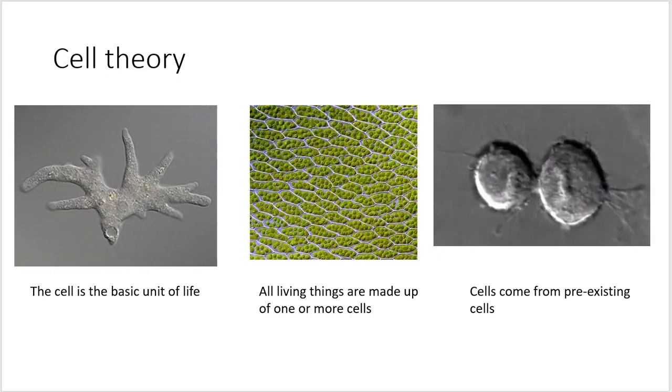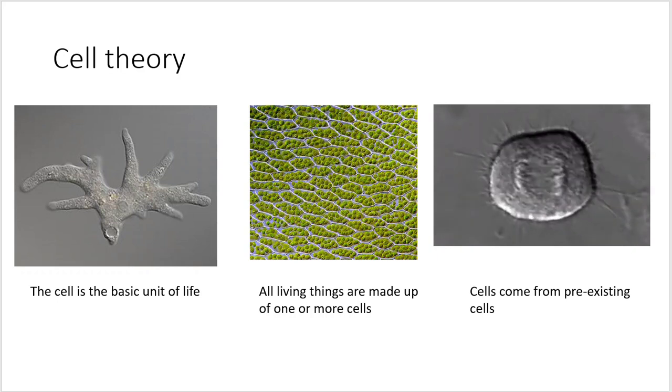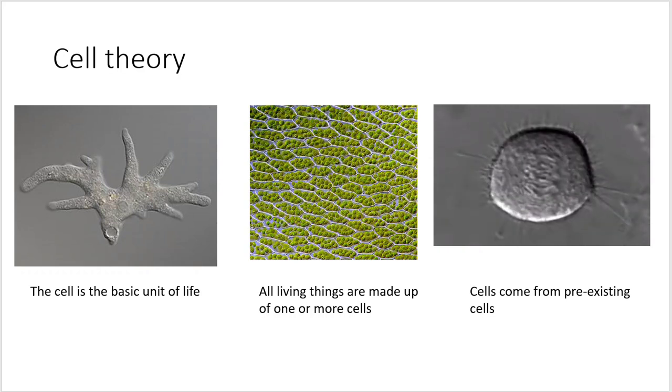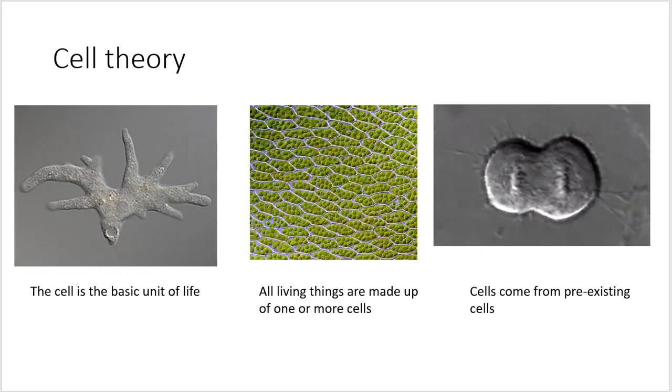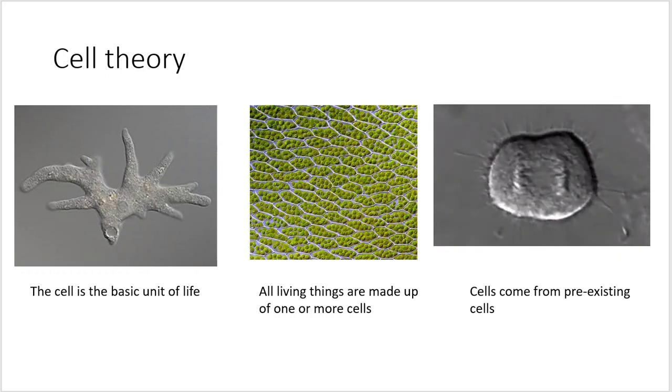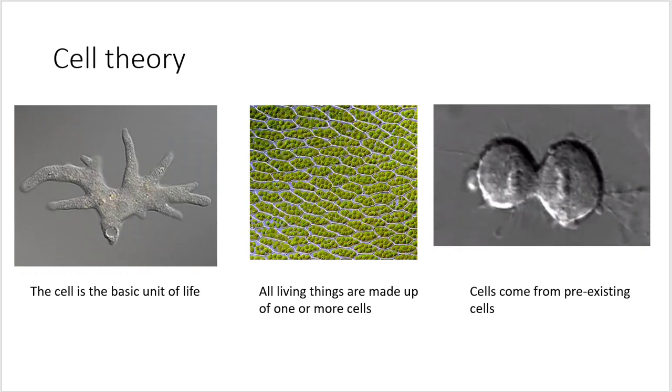So cell theory, it's the idea that the cell is the basic unit of life. Anything smaller than a cell is not considered alive. So if the cell is larger, it's alive. All living things are made up of cells. That's our second component. Either one or more cells, right?